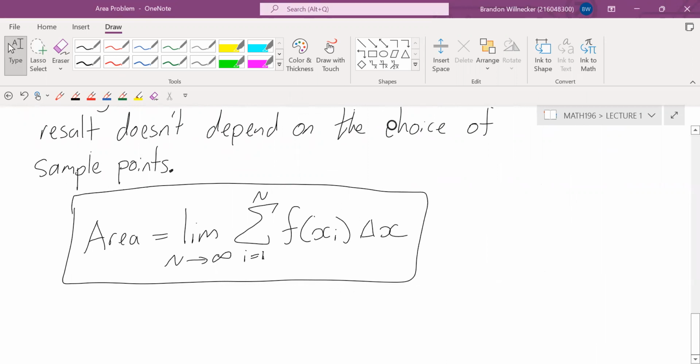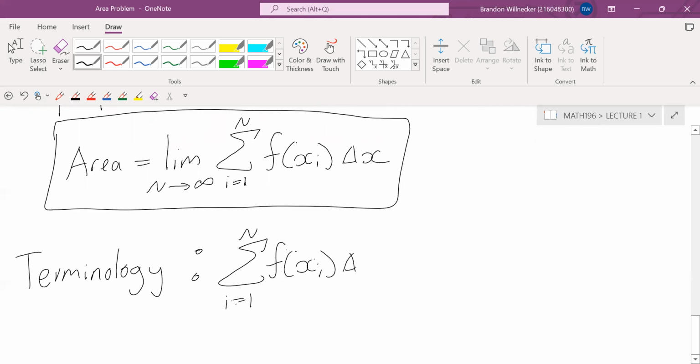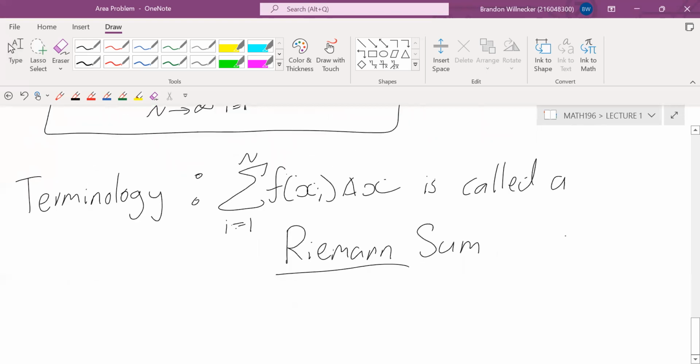Okay, so a little bit of terminology now. The sum that we had at the beginning, the sum from r equals 1 to n of f of x_r delta x, is called a Riemann sum, named after the mathematician Riemann. So that's called a Riemann sum.